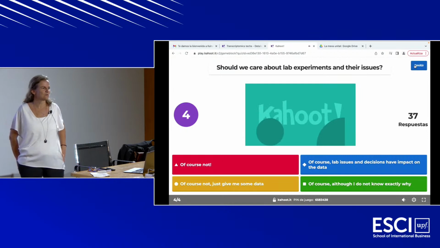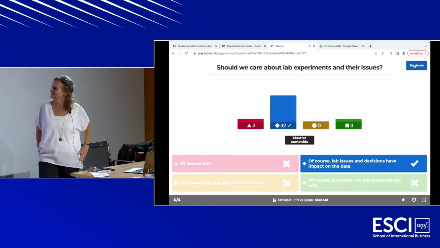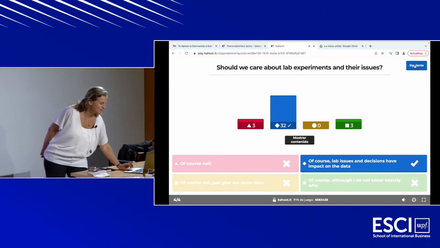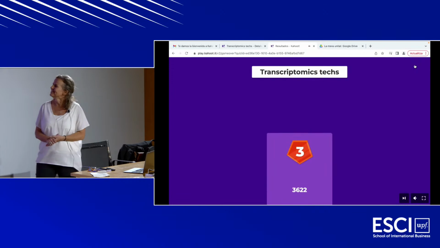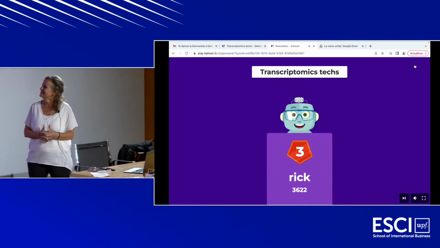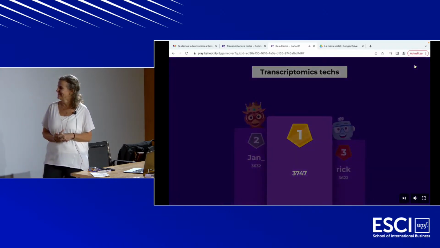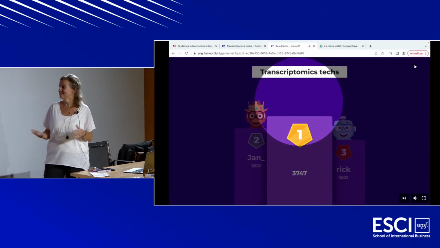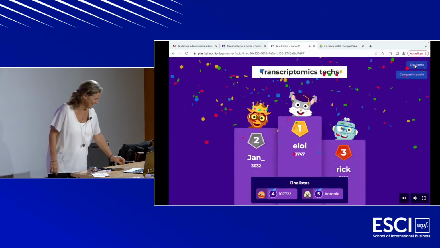So should we care about lab experiments and all the things that happen in the laboratory when we get the data? Yes, of course. Okay, Rick, congratulations. Jan, congratulations. And then, of course, Eloy. Okay, congratulations to all of you.